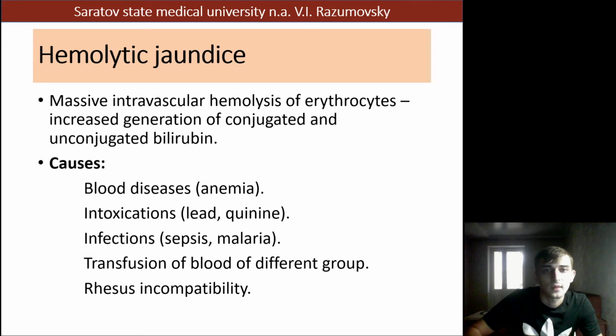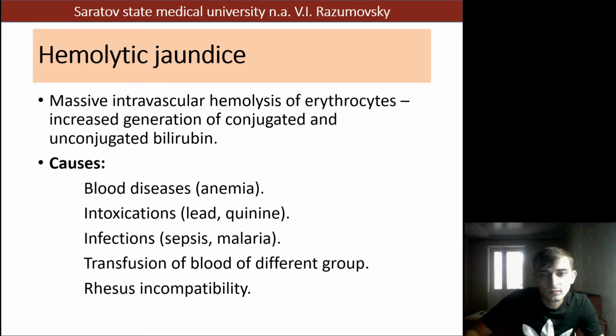Hemolytic jaundice is associated with massive intravascular hemolysis of erythrocytes and increased generation of conjugated and unconjugated bilirubin. Causes of this pathological process are blood diseases, for example, anemia, intoxication, infections, transfusion of an incompatible group of blood, and rhesus incompatibility.